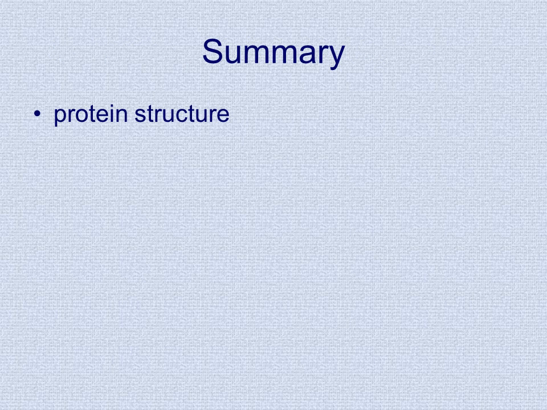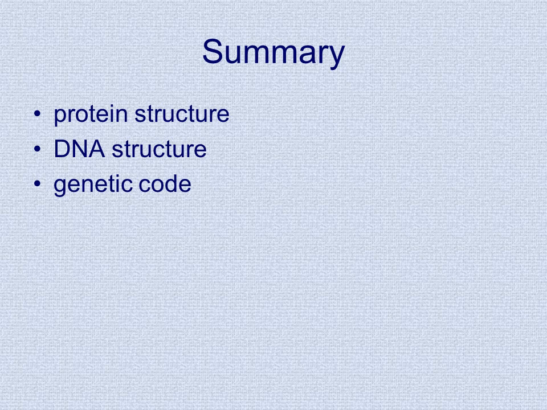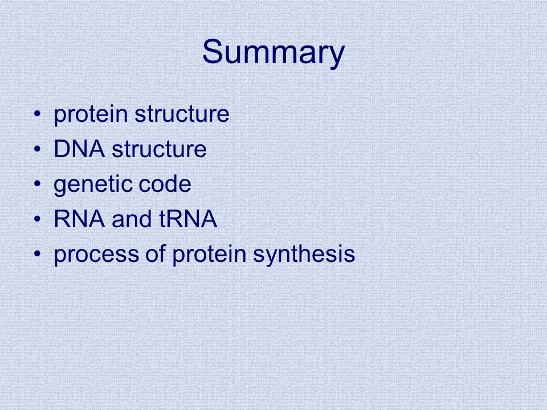Okay, we've talked about protein structure, the importance of protein structure, and how we describe protein structure. We've talked about DNA structure, DNA and RNA. We've mentioned the genetic code, haven't gone into a lot of detail about it, but we have given a brief description of the genetic code. Then we talked about the roles of RNA and transfer RNA in putting the amino acids together to develop the protein. And we looked at an overview of the process of protein synthesis. It's an amazingly complex and complicated process, and we just kind of hit the highlights.